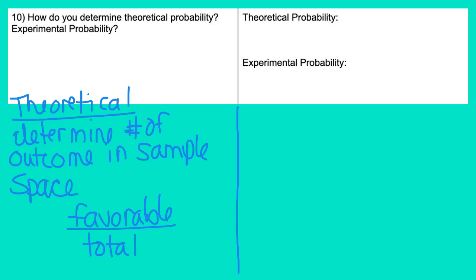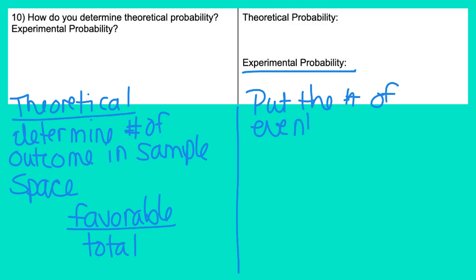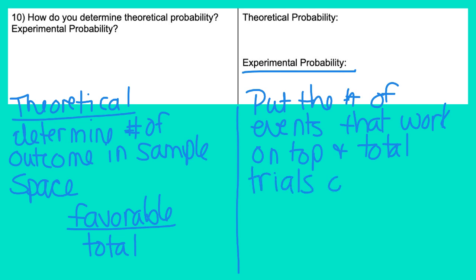For experimental probability, we're going to put the number of events that work on top as your numerator, and the total trials on the bottom. Now for both of these, you have to make sure that you are putting things in simplest form, or changing to a percent. All right, go ahead and get caught up, and then you're going to keep this. You may use it on your quiz.